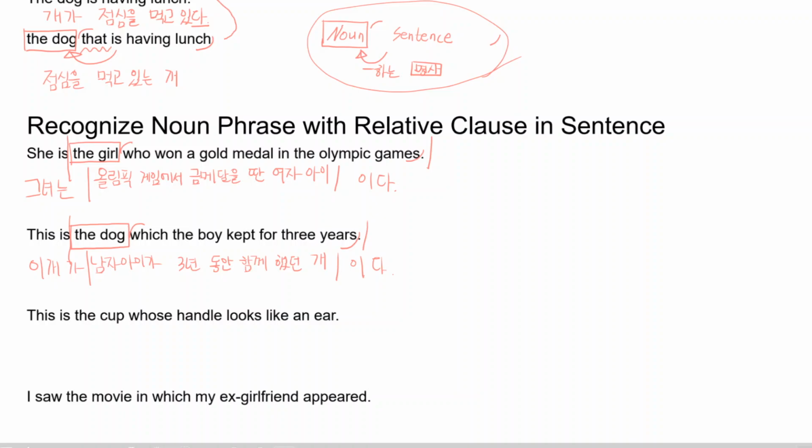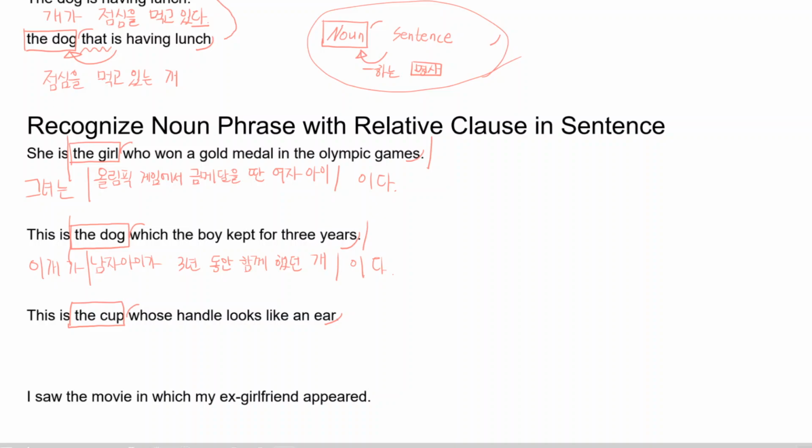The next one is, this is the cup whose handle looks like an ear. Do you see a noun that could go into the box? Yes. Here, the cup should go into the box. And the sentence that follows, we mark with this half parenthesis. So what does it mean? The cup whose handle looks like an ear.